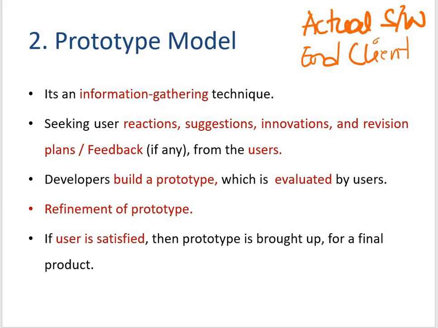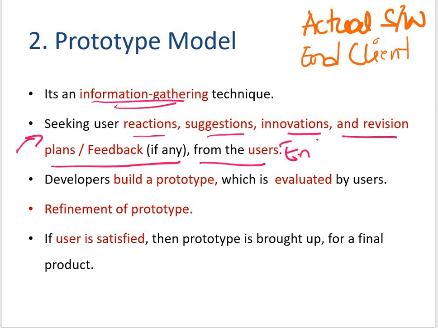Just because we try something and get the approval from the clients, we may fail or we may succeed. So we go ahead with this trial and error kind of thing. So this prototype model is nothing but an information gathering technique. In this, we see the users' reactions, suggestions, innovations, and the revision plans or the feedback from your end users or the end clients.